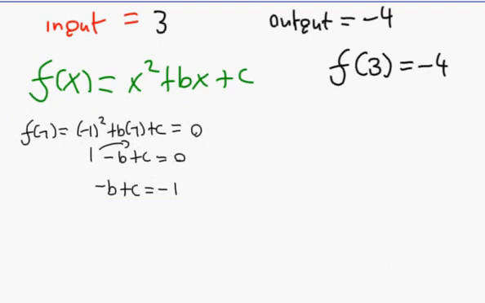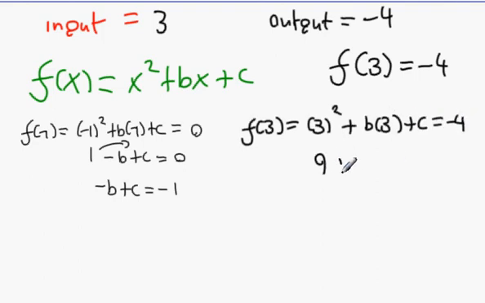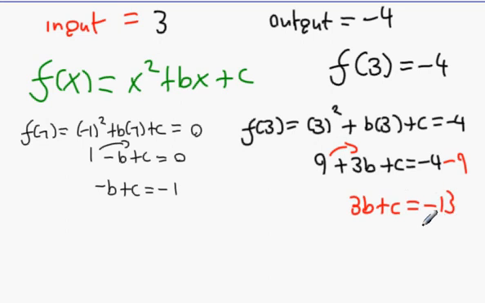Now that's done. Next one is f of 3 equals -4. F of 3 means replace all x's with 3's. We're going to get 9 plus 3b plus c equals -4. Bring the 9 out the other side, it comes to -9. Then we're going to end up 3b plus c equals -13. Okay.